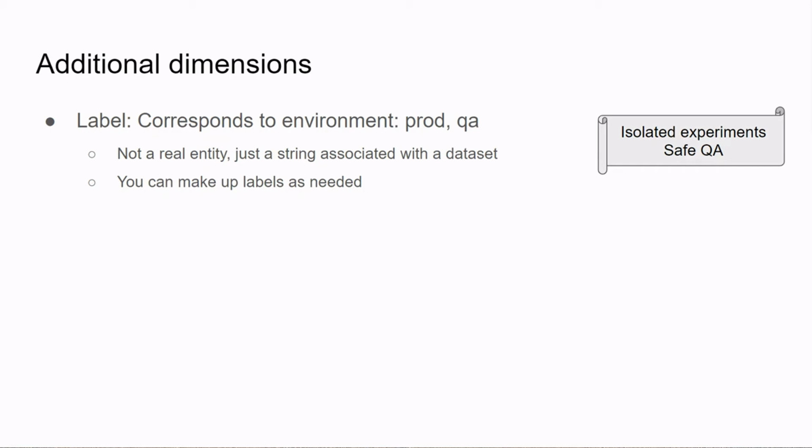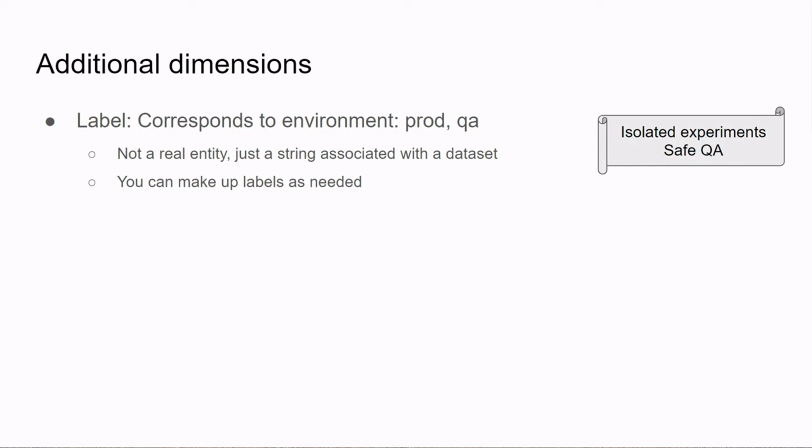Let's examine two of the dimensions we have to provide for a path. The first is a label. It corresponds to the environment, such as prod or QA. Now, this is not a real entity, just a string associated with the dataset. You can make up labels as needed. Jobs specify labels for inputs and outputs.